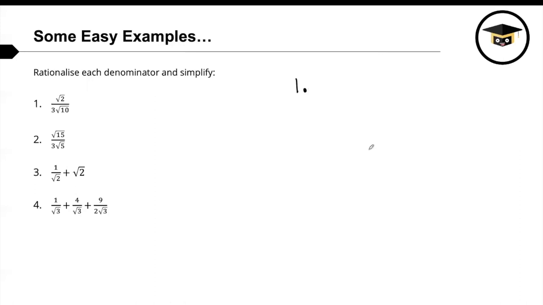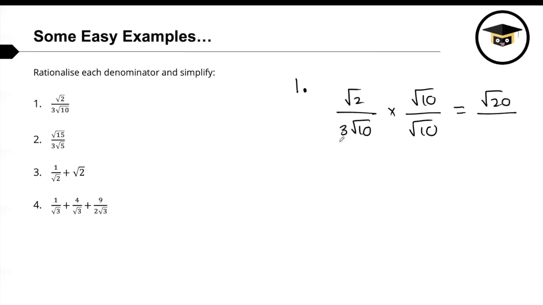The first way is by far the simplest and most straightforward, and that would be to multiply the top and bottom by root 10. So if I have root 2 on 3 root 10, and I multiply by root 10 over root 10, that's going to give me root 20 on the top, and 3 times 10, so 30, on the bottom. Then we simplify the root 20, and we know from our simplification video that root 20 can be written as 2 root 5. And so 2 root 5 over 30 is equal to root 5 over 15.